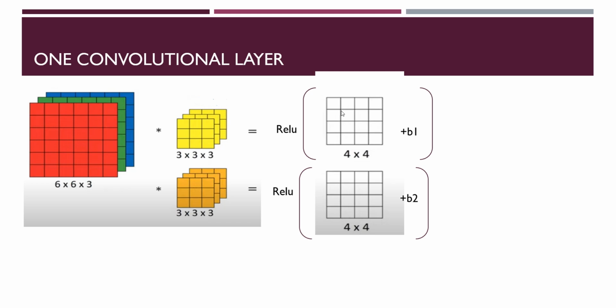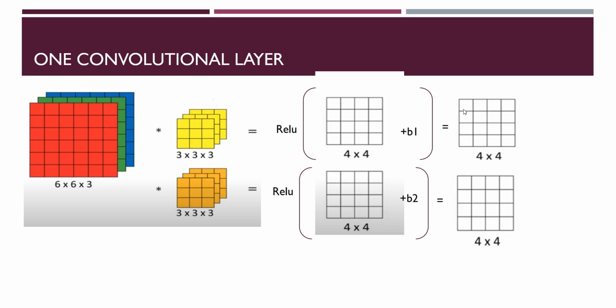And what you do is, you add the bias to it, and you perform a ReLU operation on this. When you perform this ReLU operation, the resultant will again be a 4 by 4 value. So a 4 by 4 image is what you get as output after you perform ReLU. Once this ReLU is applied, you get a non-linear output, which is again of 4 by 4 dimension, for the first filter and for the second filter.